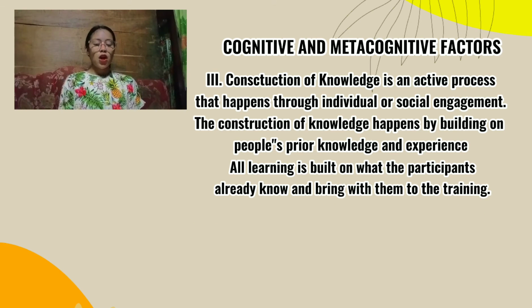Number 3, construction of knowledge, which means the construction of knowledge is an active process that happens through individual or social engagement. The construction of knowledge happens by building on people's knowledge and experience. All learning is built on what the participants already know and bring with them to learn.